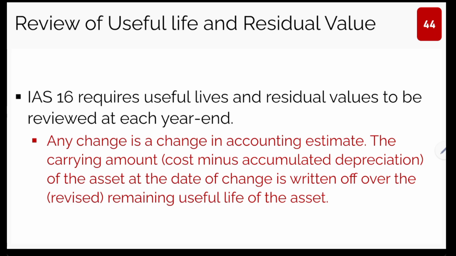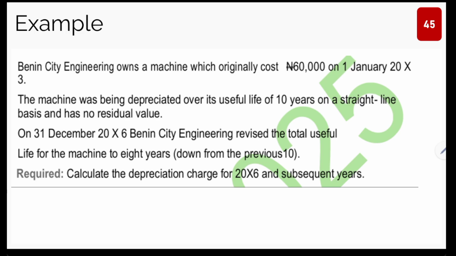So let's take an example. Benin City Engineering owned a machine which originally cost 60,000. On the 1st of January 2023, the machine was depreciated over its useful life of 10 years on a straight line basis and has no residual value. On 31st December 2026, Benin City Engineering revised the total useful life for the machine to 8 years, down from the previous 10. Required: calculate the depreciation charge for 2026 and subsequent years.